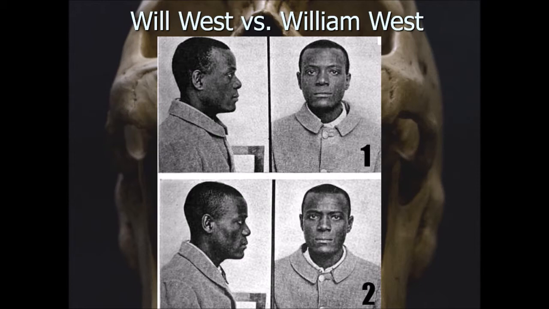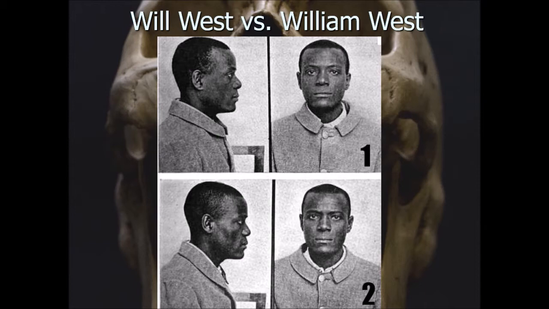But if you saw these two guys walking down the street and one of them passed you and then the other one passed you, you'd go, wait a minute. I just saw that guy. The one on the top is Will West. The one on the bottom is William West. They are not related, living in the same town, both got arrested, which isn't abnormal, especially for the time, and still not, because they're African American.